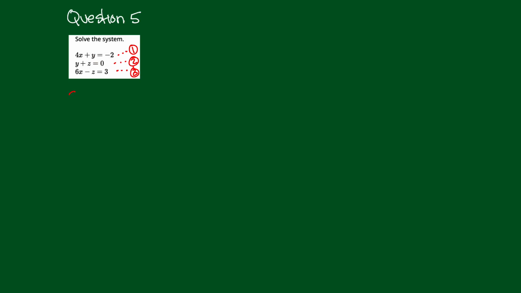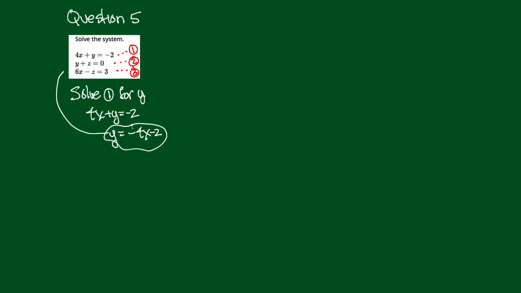So what I'm going to do is this. I am going to solve equation 1 for y. All right, that'll give us that. Now here's the equation. 4x minus y is negative 2. So y is 4x plus 2 with a negative, y is negative 4x minus 2. Now I'm going to take that negative 4x minus 2 and I'm going to put it into equation 2. Put this into equation 2. Now that'll give me this.